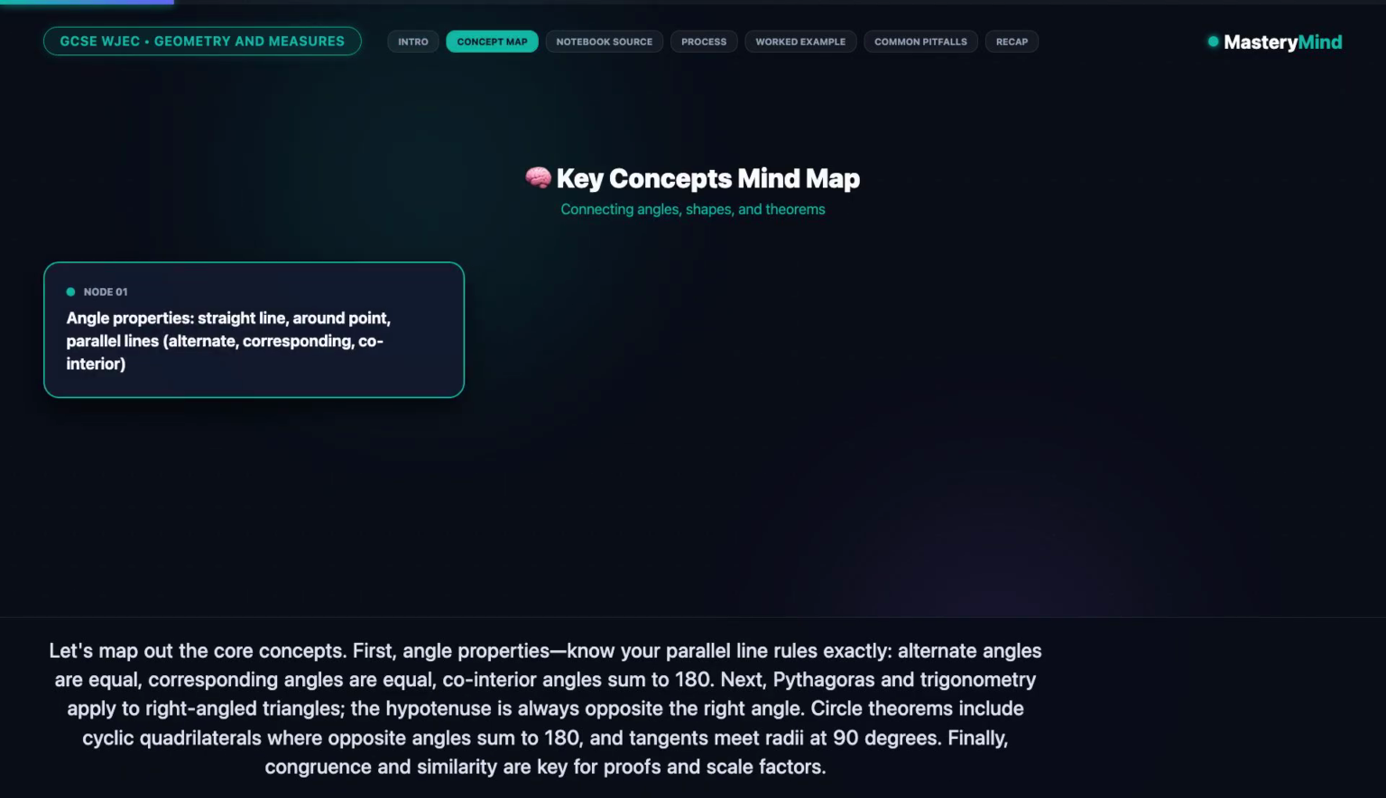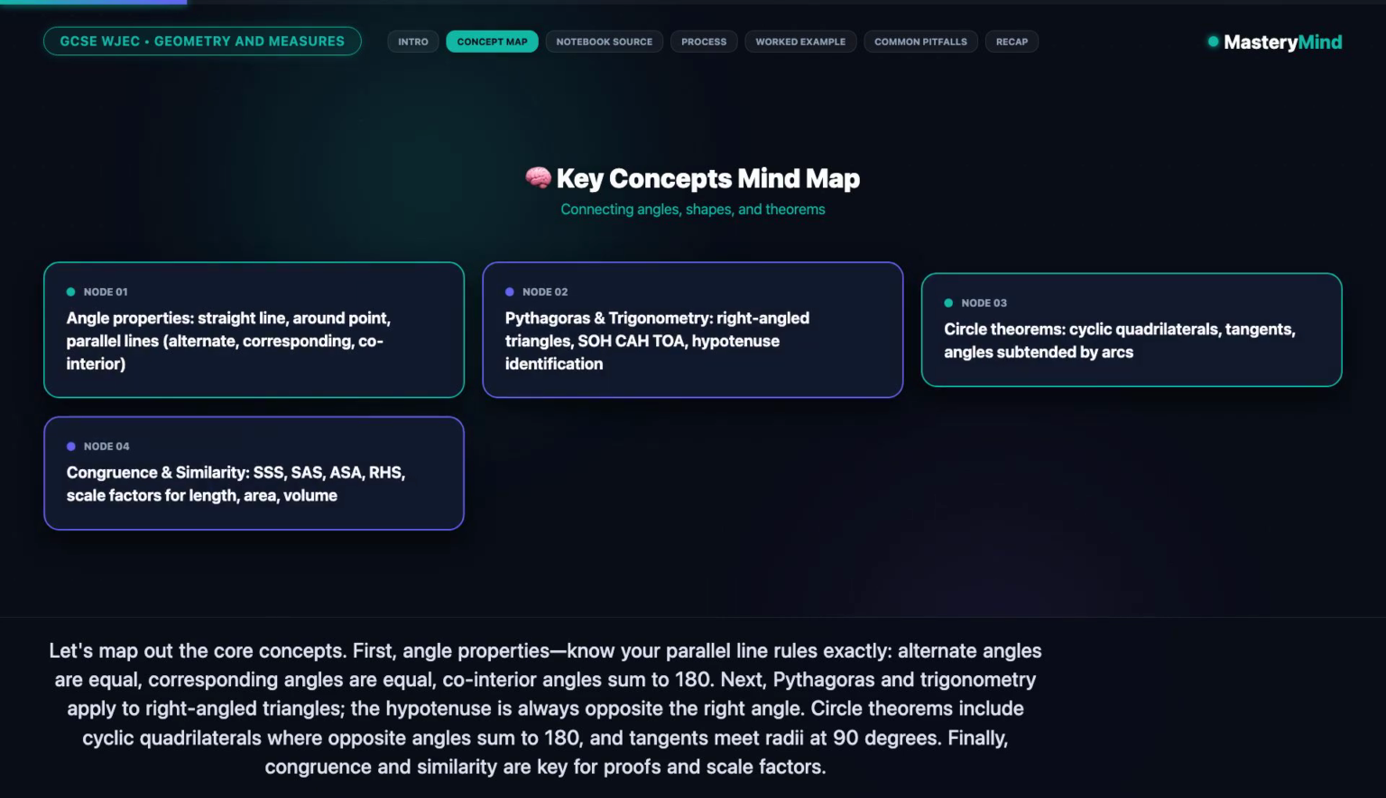Let's map out the core concepts. First, angle properties. Know your parallel line rules exactly. Alternate angles are equal, corresponding angles are equal, co-interior angles sum to 180. Next, Pythagoras and trigonometry apply to right-angled triangles. The hypotenuse is always opposite the right angle.